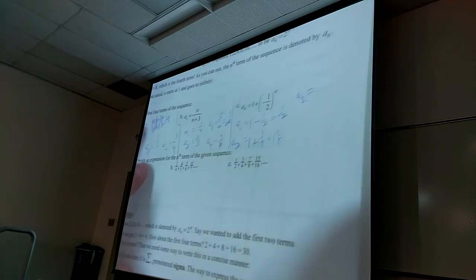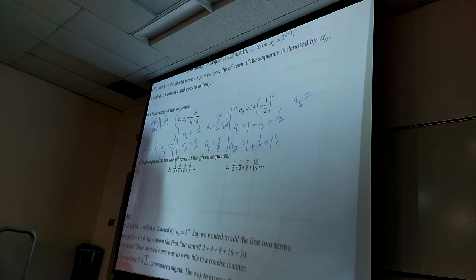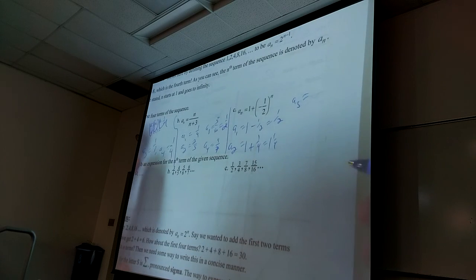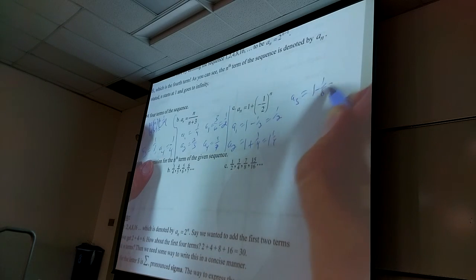A3, what's negative 1/2 cubed? You guys can do it. What's 1 cubed? 1. What's 2 cubed? 8. So it'll be negative 1/8. 1 minus 1/8 is?